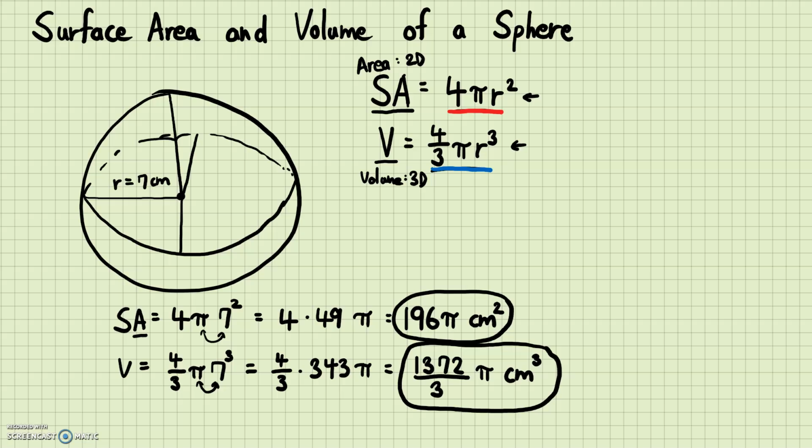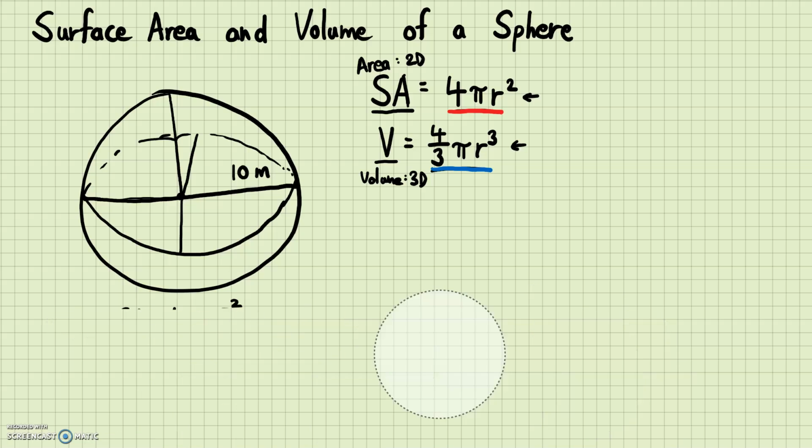So that wasn't too hard. Once you know the formulas for the surface area and volume, it's not very hard to find the surface area and volume of a sphere. Now let's do one more example. This time, I'll give you the diameter, not the radius. So I'll give you this length. Remember, diameter is the full length. Let's say that the diameter is 10 meters. Then what would the surface area and volume of this sphere be?